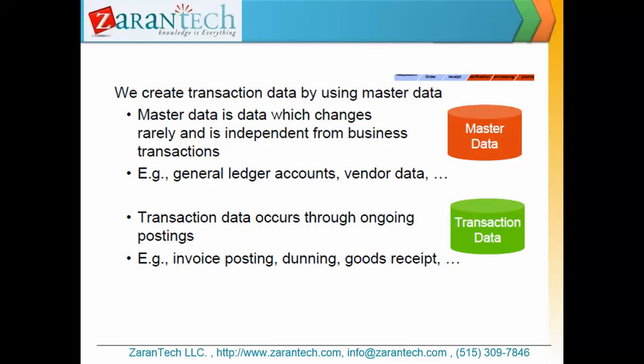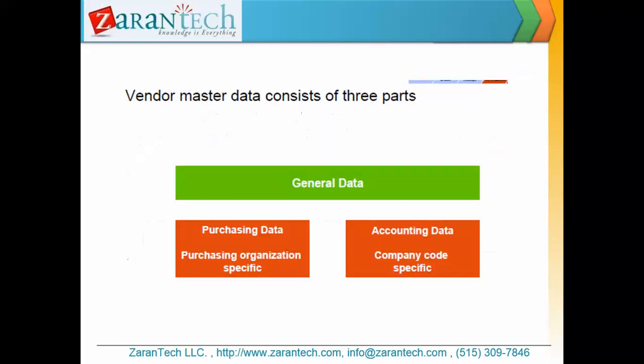If you look at the vendor master data, there are three important components: general data, purchasing data, and accounting data. If you are creating a vendor from the finance side, we just enter the general data and accounting data. We don't do anything in purchasing data. But if you are creating a vendor from the material management side, then you will be doing the general data and purchasing data. That is why there are three different master data components in the vendor master.